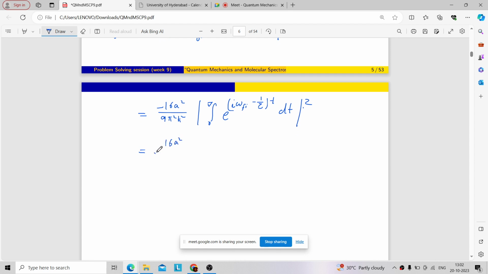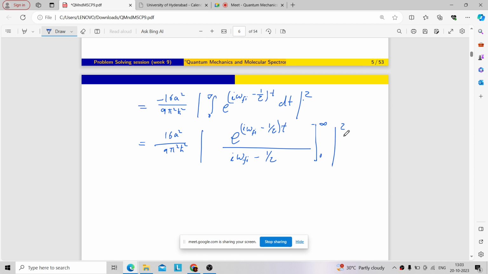16a square over 9 pi square x square. Now this will give us, for i omega fi minus 1 over tau, t, i omega fi 1 over tau, 0 to infinity, mod square.